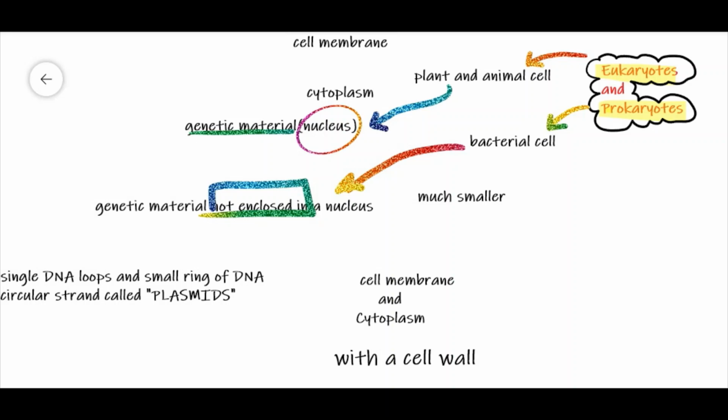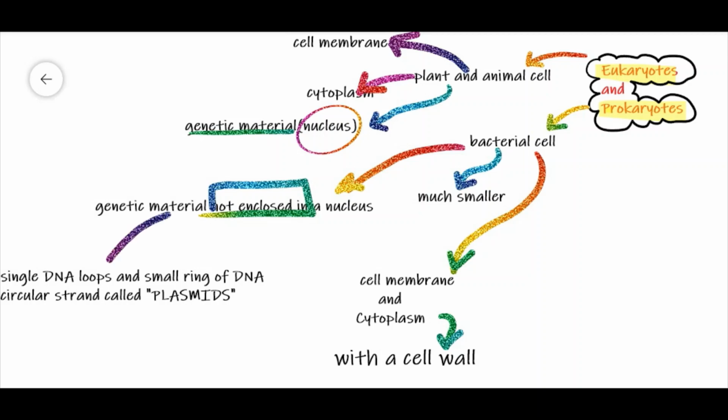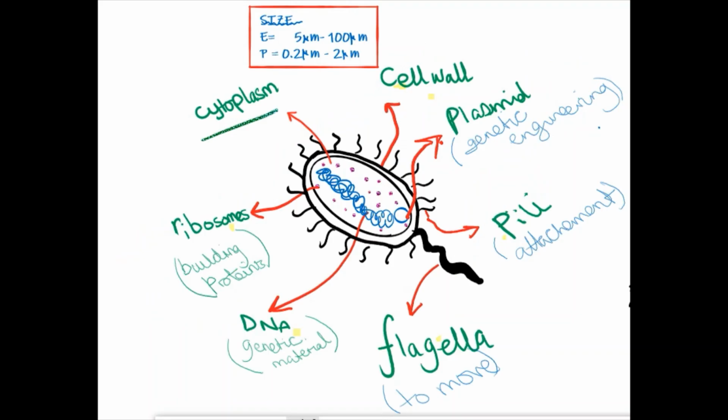The plant and animal cells have a cell membrane, they have cytoplasm, and so do the bacterial cells. They have a cell membrane and cytoplasm, as well as a cell wall. The bacterial cells are much smaller, and the main thing is in a bacterial cell, the genetic material can be singular DNA loops, which are small rings of DNA called plasmids. Let's have a look at a diagram of a prokaryotic cell.